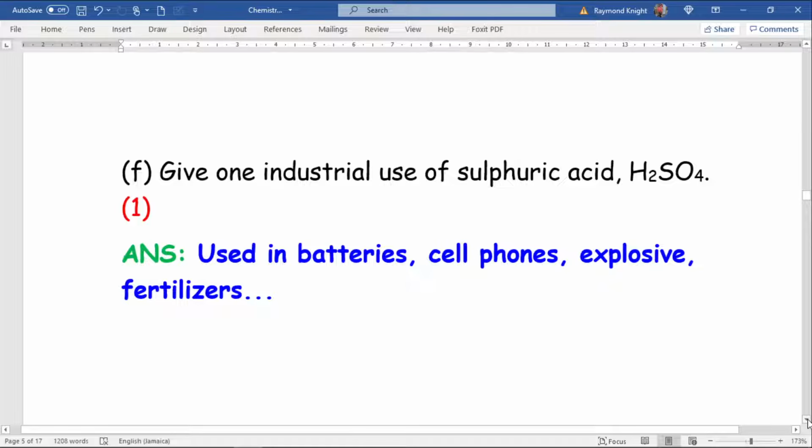Okay, all right, great. Part F. It said give one industrial use of sulfuric acid, which is H2SO4, and you have a number of uses. This is only a few. Sulfuric acid can be used in so many different things. Yes, it can be used in batteries. It can be used in cell phones. You make explosives, make fertilizers.